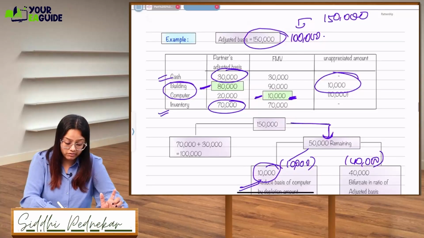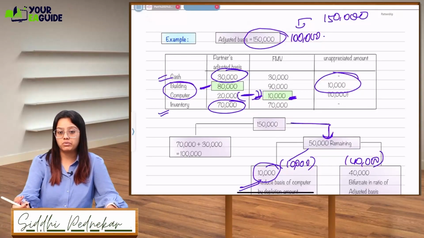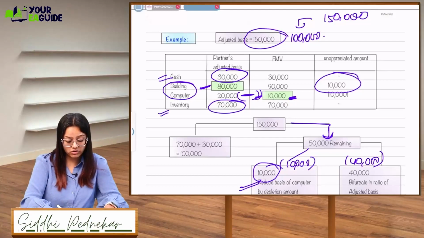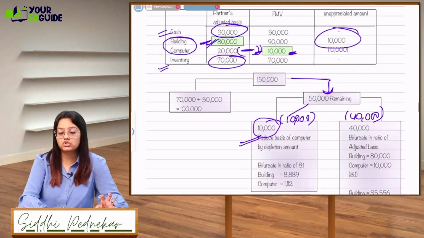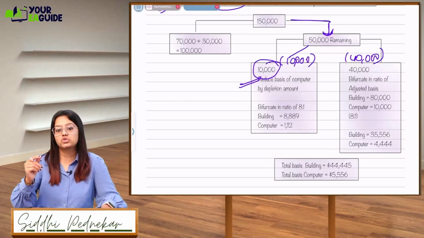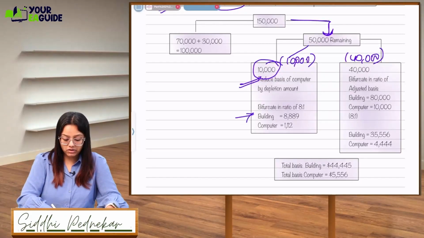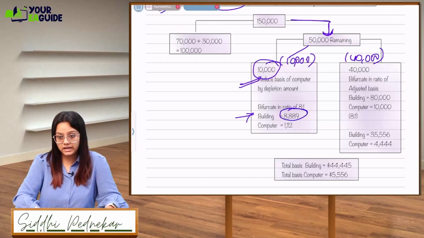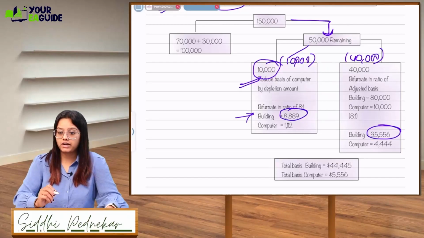remember, whatever amount you are depreciating, in this you have to take the new depreciated amount. And in case of appreciation, you have to take only the adjusted basis of this. So 8:1 it will be allocated, and whatever is remaining will again be allocated in the same ratio, 8:1. So for the building, I will be recording it as 88, 89 and 35, 556.